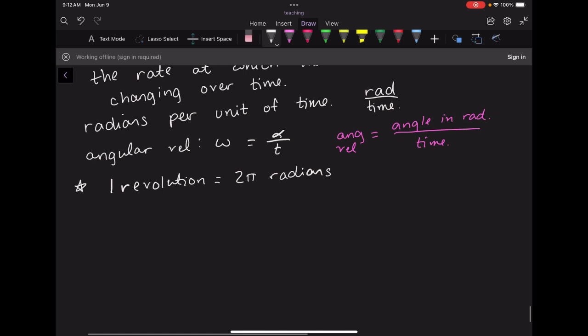So let's look at an example of what these problems will actually look like.